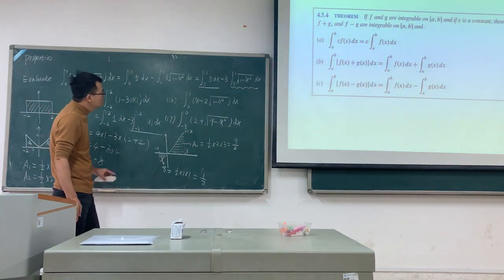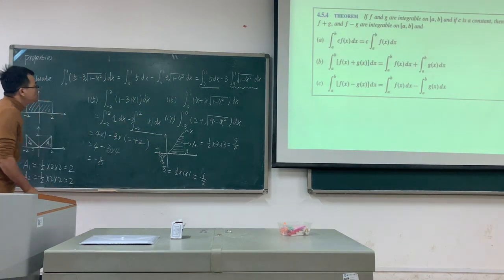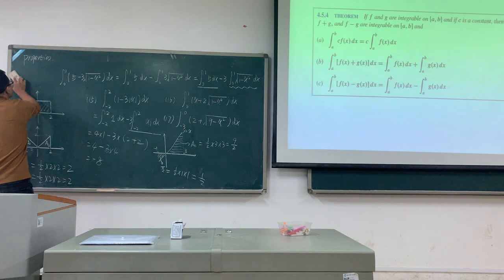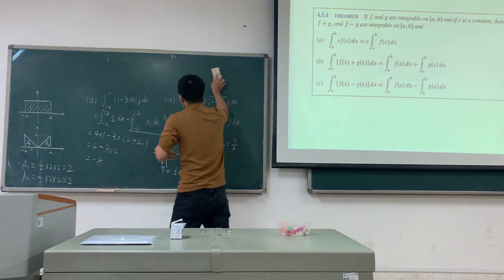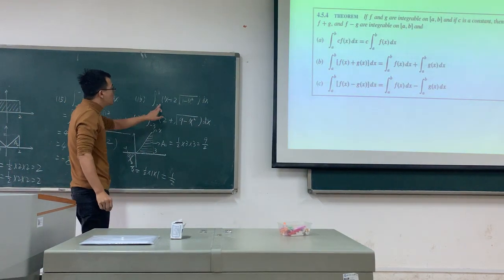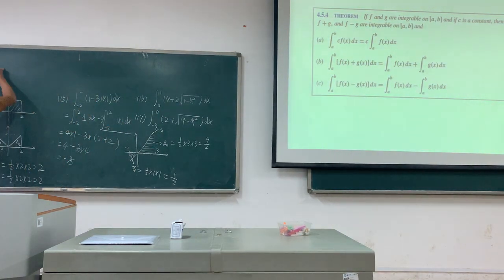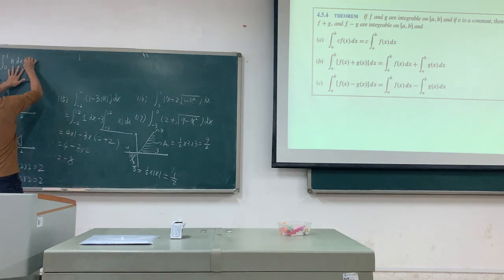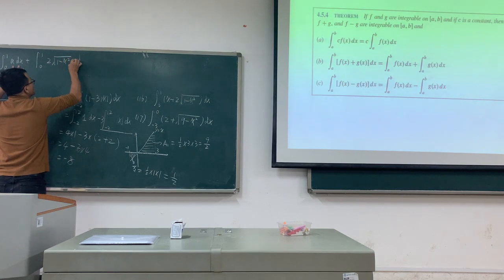Now for the number 16. Here we can see the integral of a sum equals the sum of the integrals. So number 16 equals the integral of x plus the integral of 2 times the square root of 1 minus x squared dx.